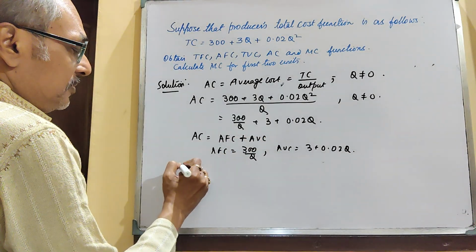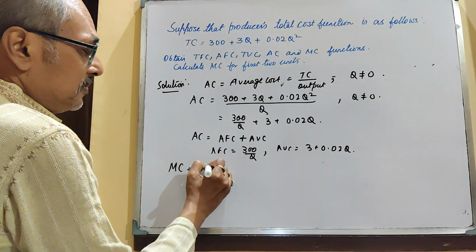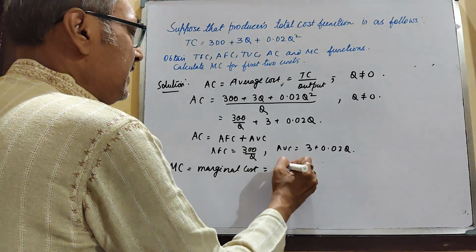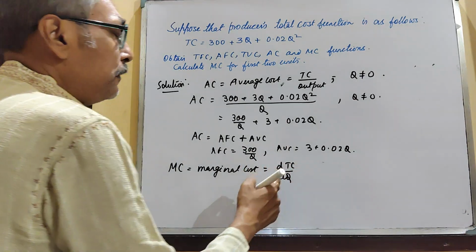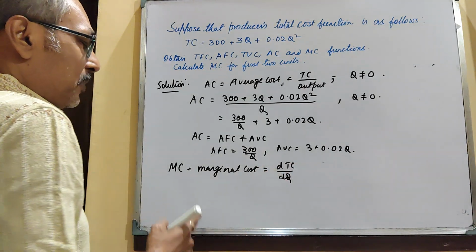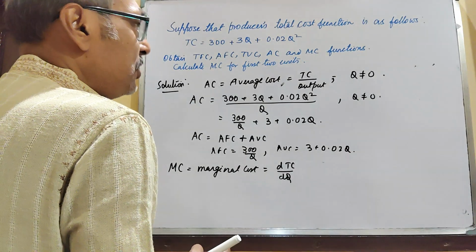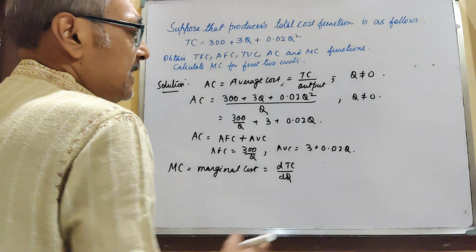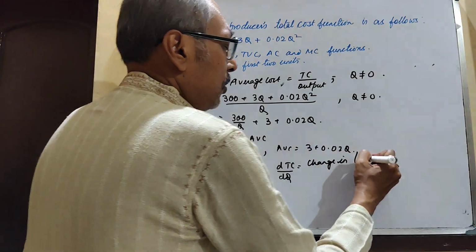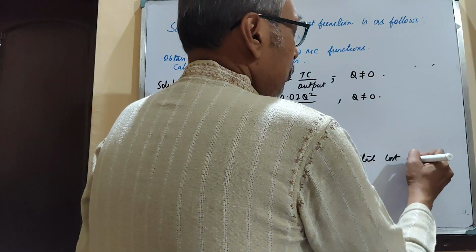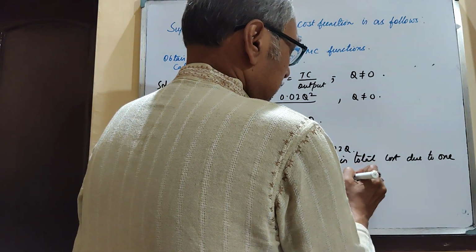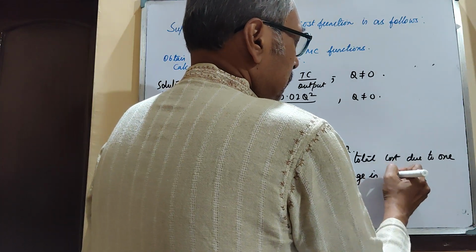Now marginal cost, MC. What is marginal cost? dTC by dQ. That is the first order derivative of the total cost with respect to output. Marginal cost is the change in total cost due to 1 unit change in output.